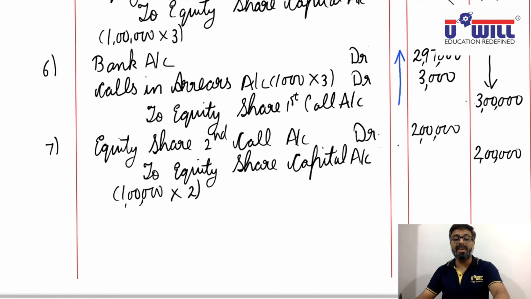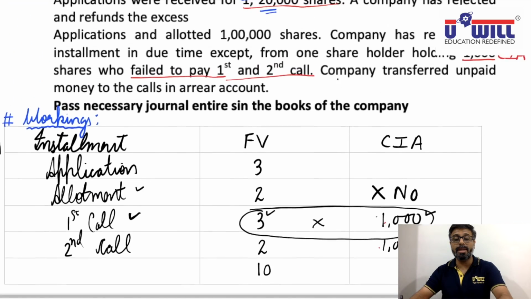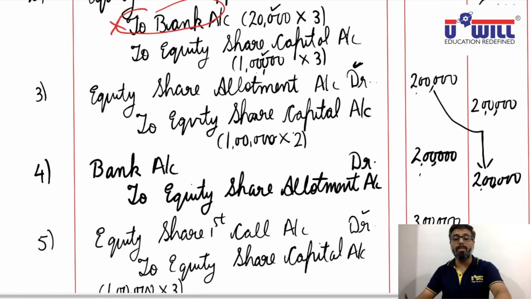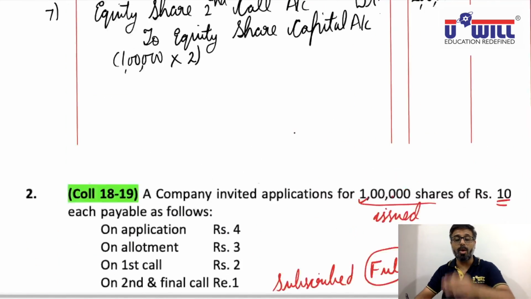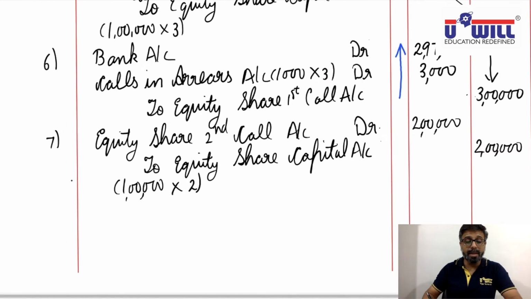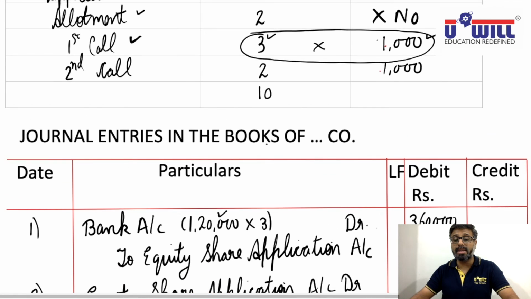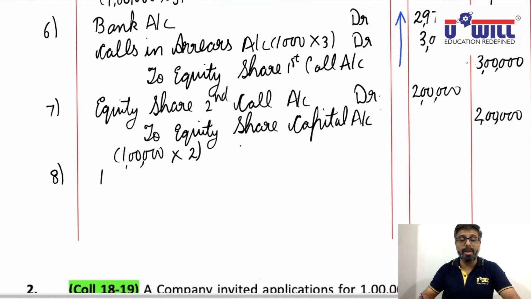Final call money is 2 rupees, being final call money due. And then you'll pass the entry of receiving the final call money. Do we have calls in arrears in final call or not? Yes, again 1000 are calls in arrears in final call. So single entry or combined entry? Calls in arrears are there, so combined entry.